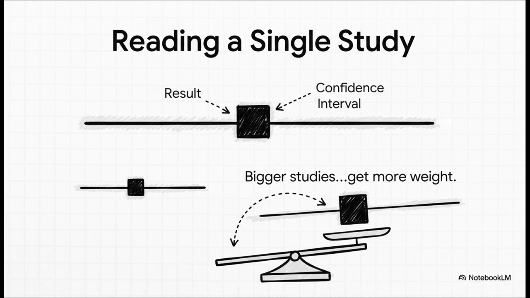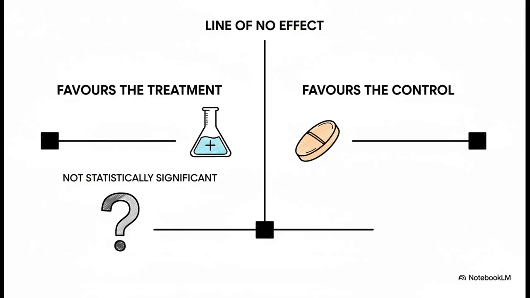They're more influential. Now, look at that solid vertical line right down the middle. That's our line of no effect. If a study's square and its little margin of error line fall to the left, it means the result favors the treatment, in this case, bicarbonate. If it falls to the right, it favors the control group. And if that horizontal line happens to cross over the middle bar, it means the result isn't statistically significant.